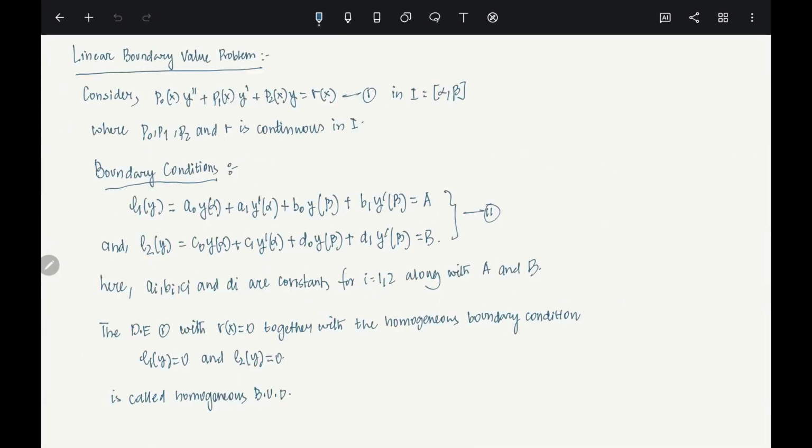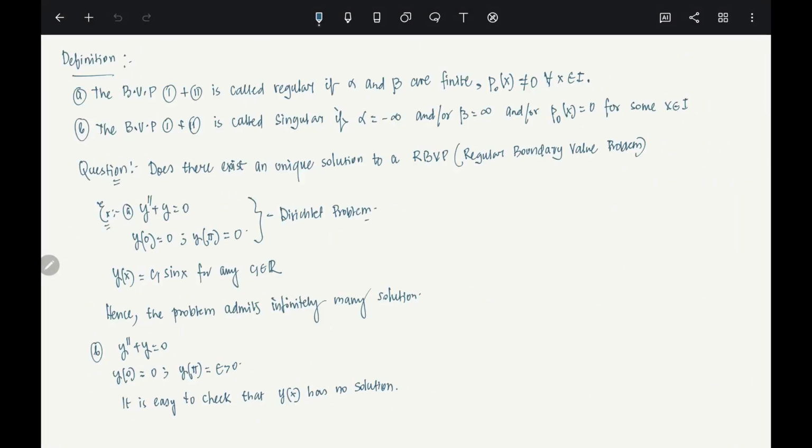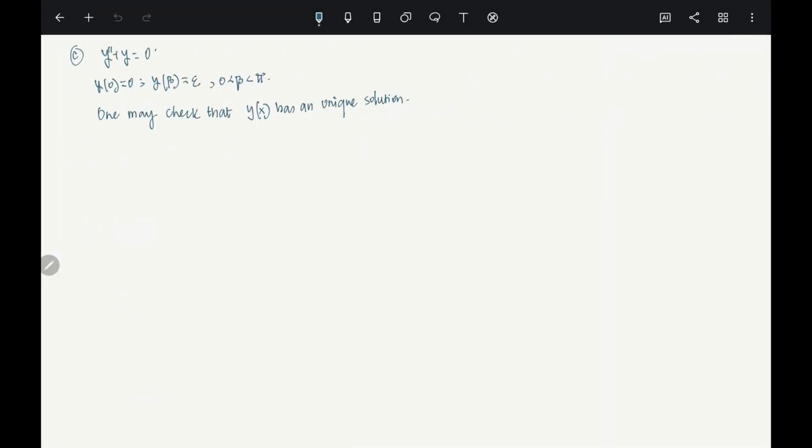And one thing is, for the homogeneous equation, you remember R equals 0 and L1, L2 are 0. For this homogeneous equation, y equals 0 is always a solution. That is always given to you. Now the question is: for the initial value problem with the homogeneous equation, since the solution is unique, it is only going to be the zero solution. But here, is that the case?